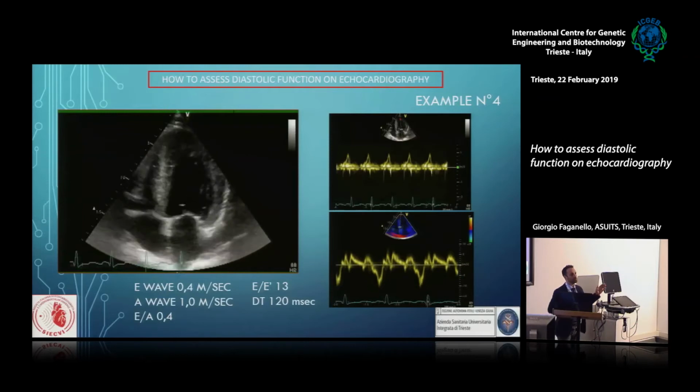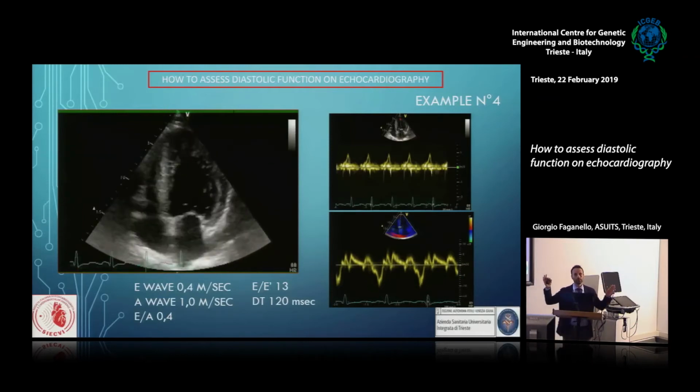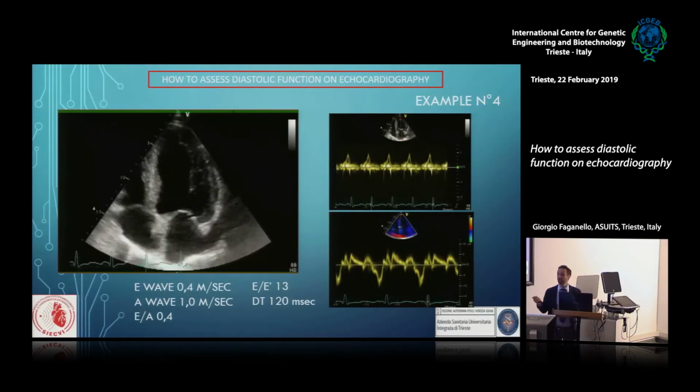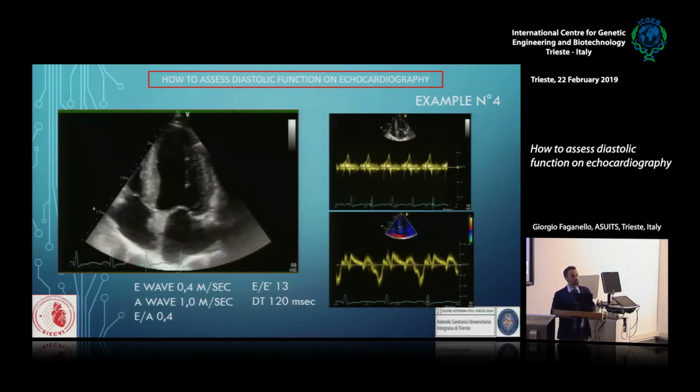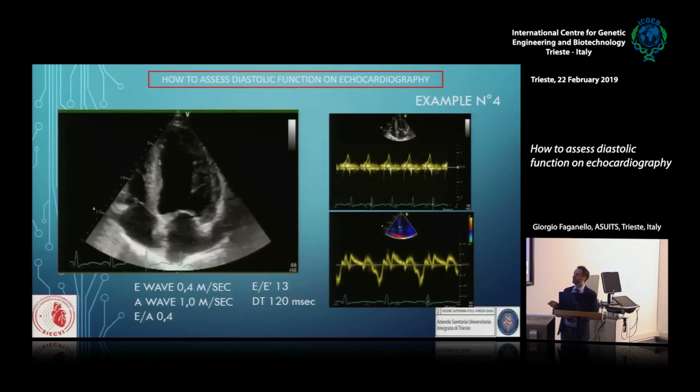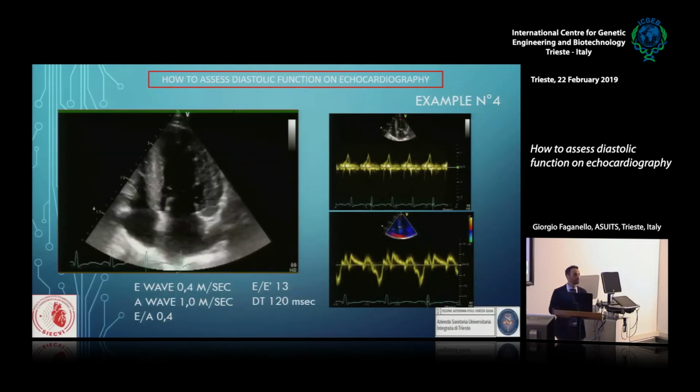Remember, 8 is normal, 14 is severely abnormal. This is 14, and we got almost fused waves. So we need to pay attention that sometimes this number can be confusing, because I'm sure that this patient has very severe diastolic dysfunction. I know it because his pulmonary pressure is very high. So this is confusing. If you don't get nice waves, you need to pay attention.